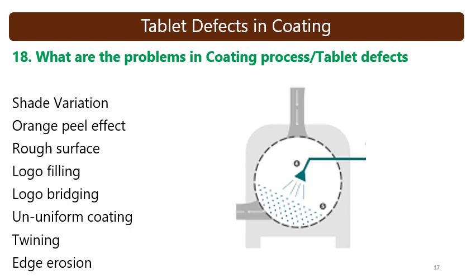Then what are the problems in the coating process? Shade variation is there. Generally coating involves color in the composition of the film coating, and if that distribution is not proper, then shade variation may happen. Then there is the orange peel effect, a rough surface of the tablet. Logo filling and logo bridging. Non-uniform coating, which means some of the tablets are getting coated while others are not. Then there are twinning and edge erosion. If the tablets are not sufficiently hard, then edge erosion may happen during coating.